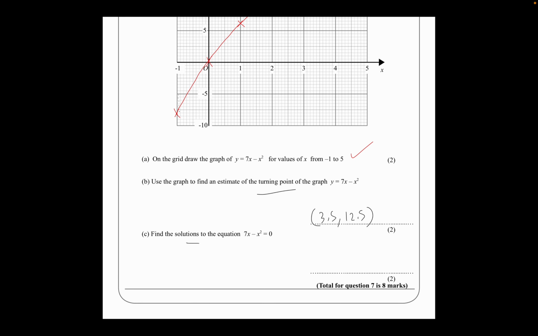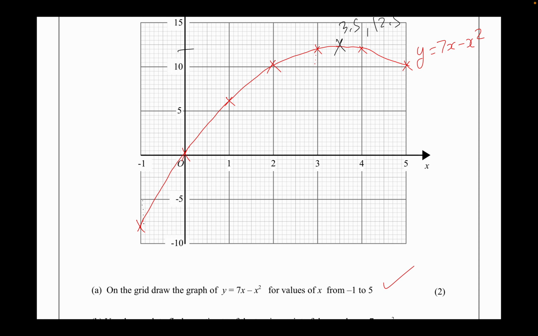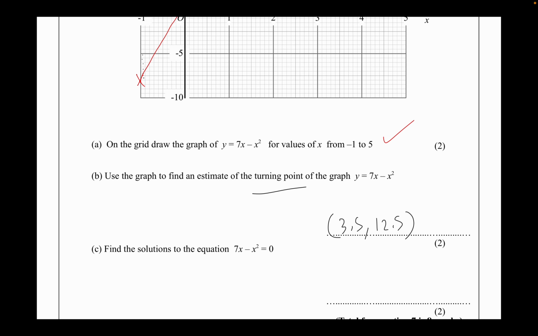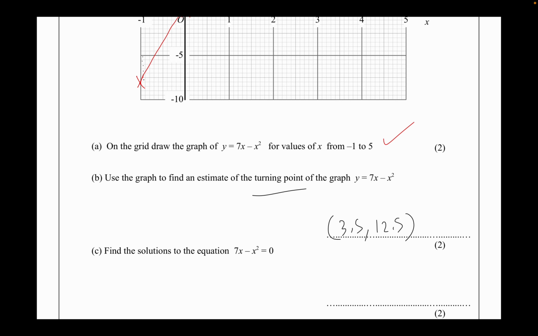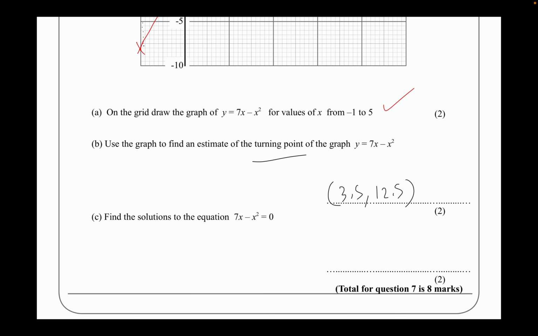Now find the solutions to this equation. Remember, you can factorize this. Let's factorize this. Since the graph is given to us, find out where the graph touches the x-axis. So x is 0, somewhere here. But what you're going to do is factorize this if you want to get the proper value.